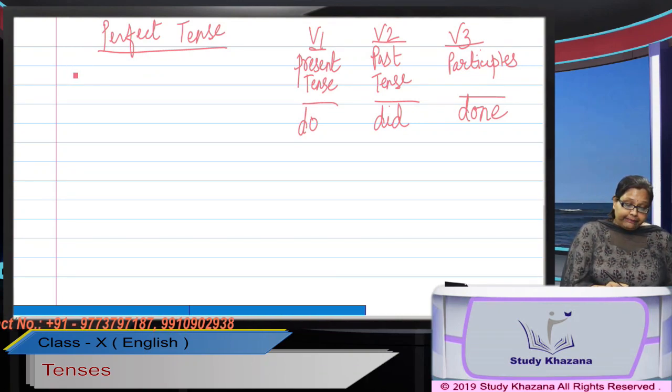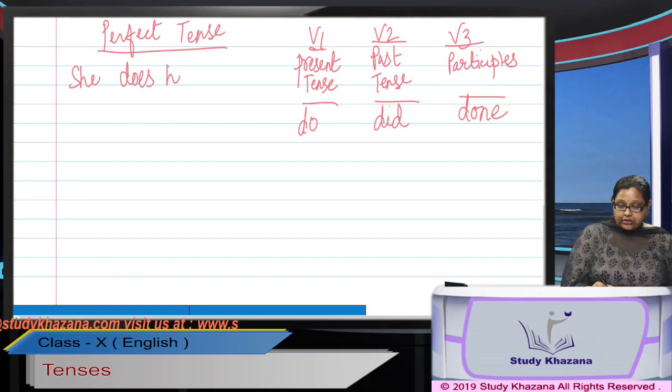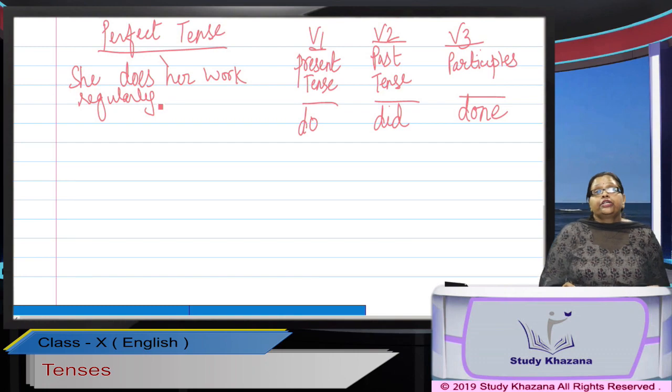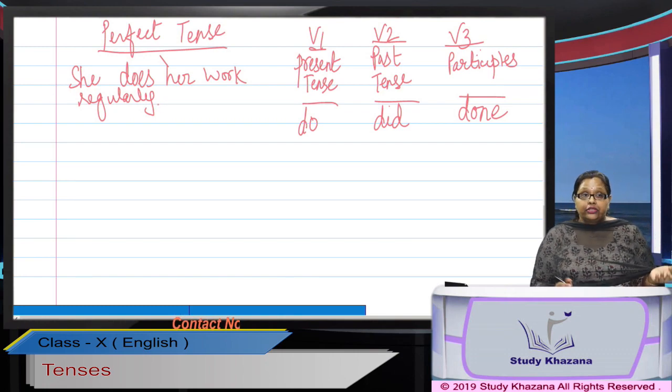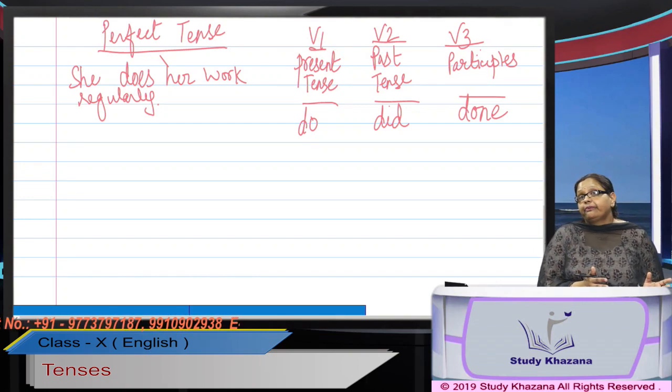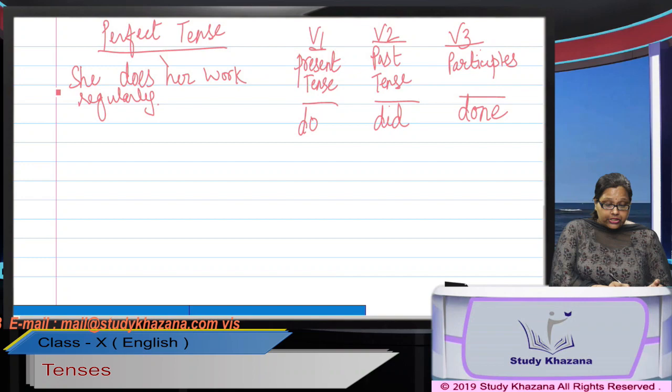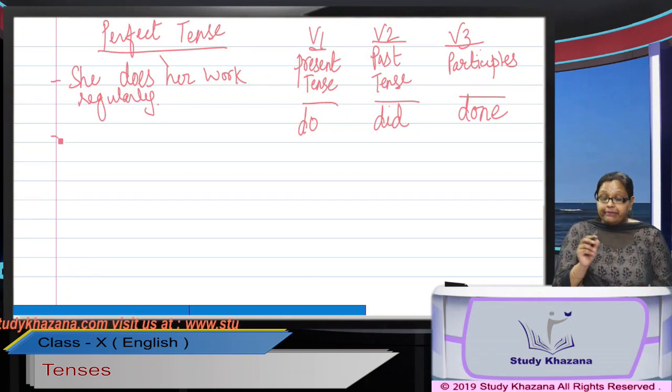For example, let me take she. She does her work regularly. Now this is something she normally does. Today, yesterday, tomorrow, it's not precisely that we are talking about today. This is something she normally does. It's her habit. So now this is the simple present.